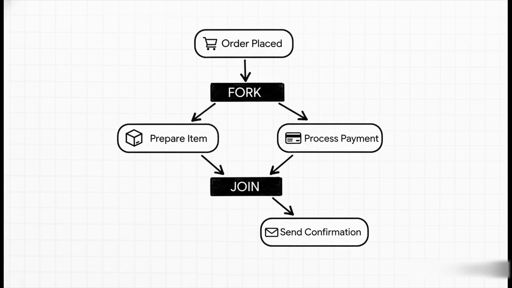And this is just a perfect example of the power of forks and joins. Right after the order placed action, you'd have a fork that splits the path. One path goes to prepare item, the other goes to process payment. Then, a join would wait for both of those to finish before the next step happens, like send confirmation email. It's such a clean and simple way to show what's really happening behind the scenes.